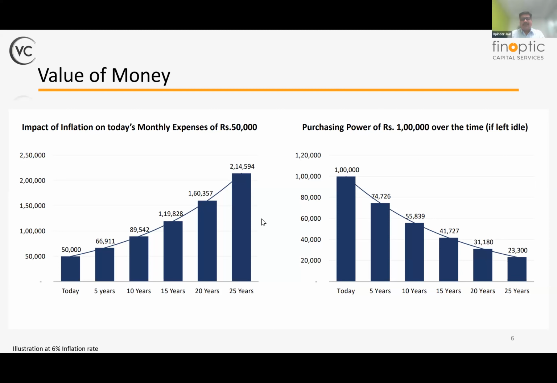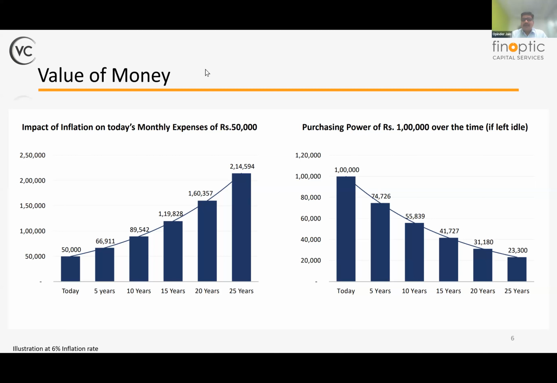So now, if you see the value of money, I'm giving you an example of inflation. If you take at least a 6% inflation, which is there in the economy today, for an amount of 50,000 rupees, if your expenses are similar over a period of say 5, 10, 15, 20, and 25 years, you can see on the screen what amount you need for buying the same set of products and services. So today's 50,000 over a period of 25 years goes to 2.14 lakhs.